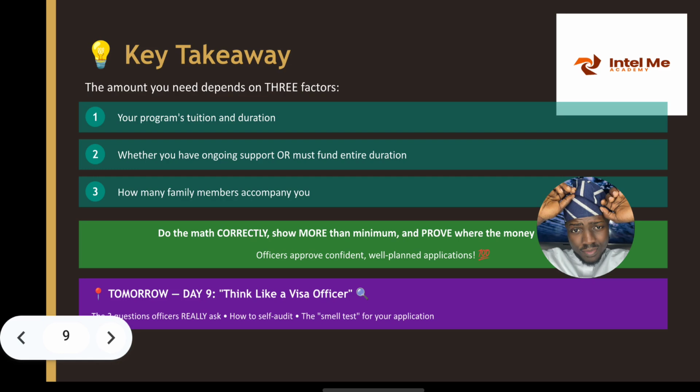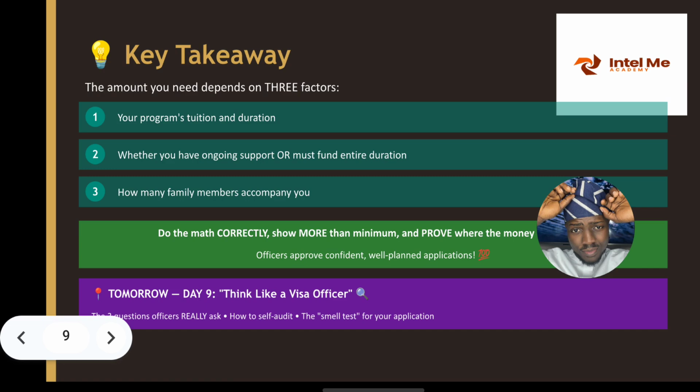So moving forward, the key takeaway from all of this is that the amount you need depends on three factors: your program tuition and duration; whether you have ongoing support or you must fund it entirely by yourself; and how many family members are going to be coming with you. So that's how you determine how much you need for the process. So you do the maths correctly, you show more than the minimum, and you prove where the money is coming from.